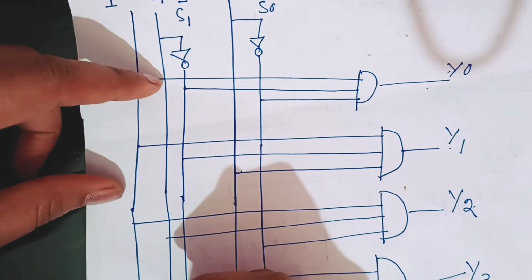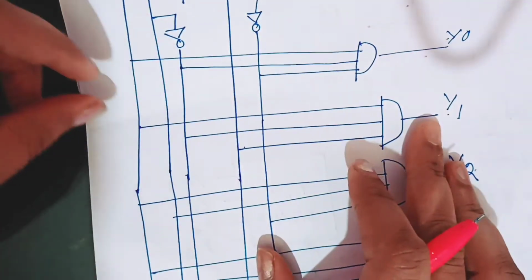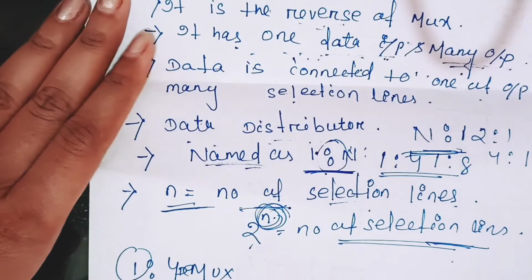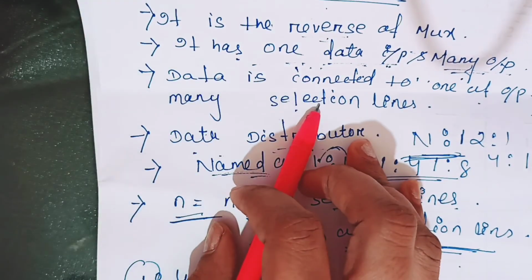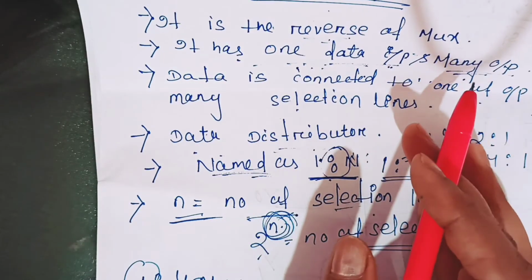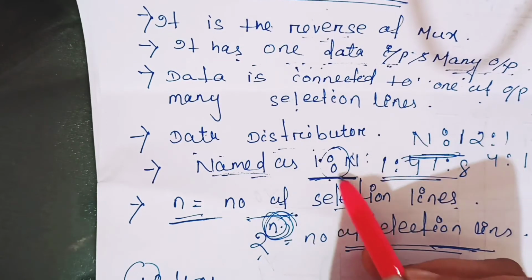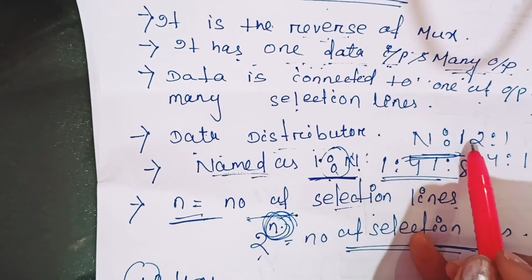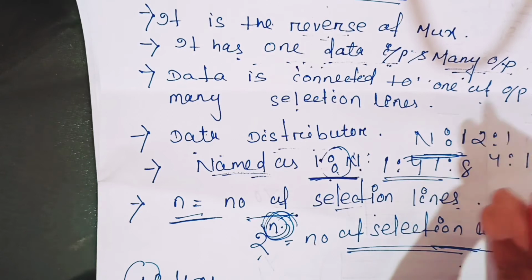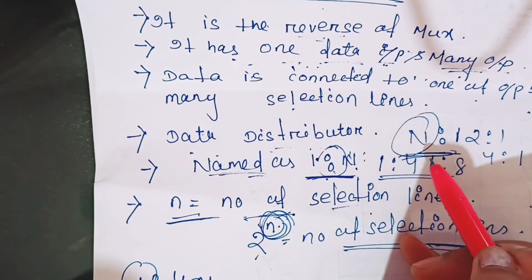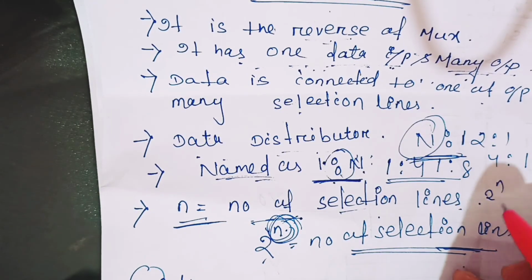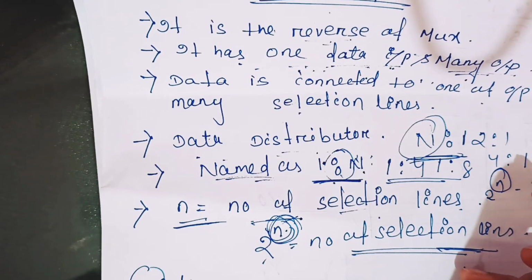Again explaining, your demultiplexer is known as your DMUX and it has one data input and many outputs. Data is always connected to one of the outputs by many selection lines and it is known as your data distributor. And how do we name the DMUX? 1:n. And how do we name the MUX? n:1. And the selection lines depend on the capital N. That capital N's value is equal to 2 to the power n, and the small n's value is your number of selection lines.